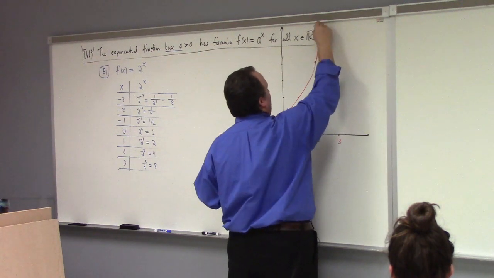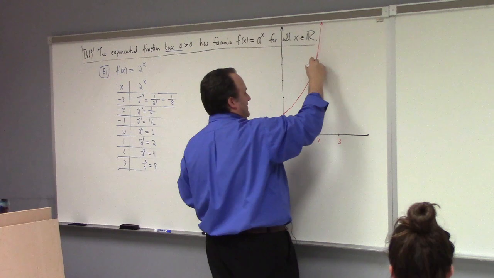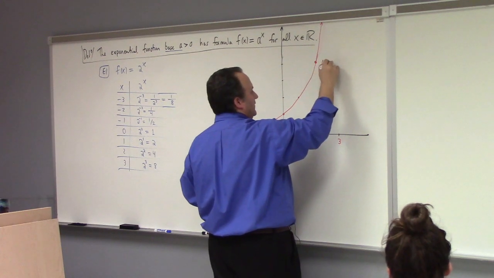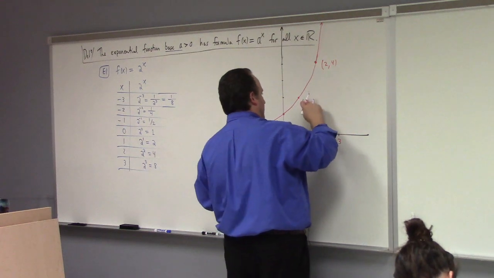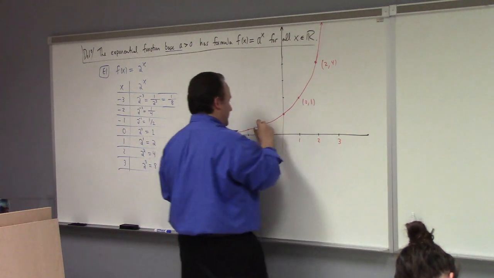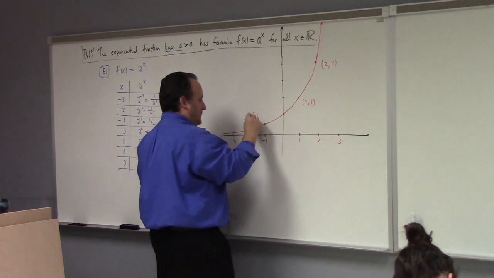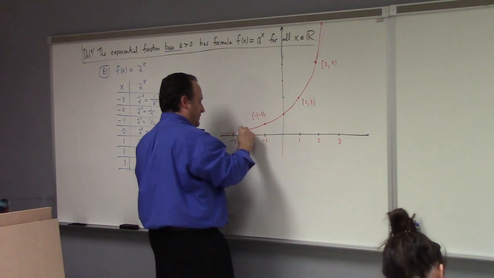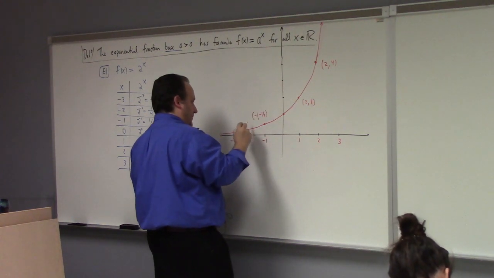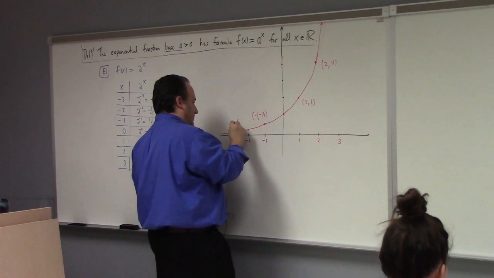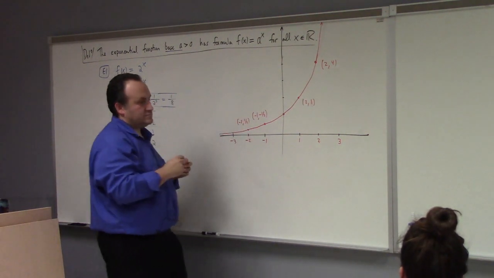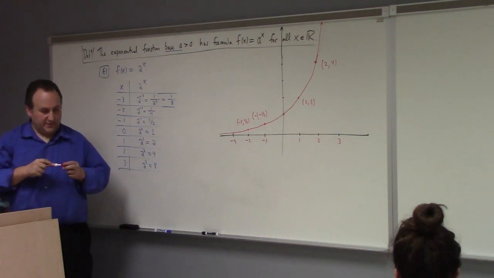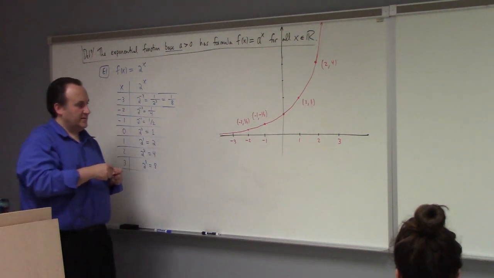All right, well anyway, you get the idea. I can't even draw that point. It's too high up there, isn't it? Okay, so this is 2, 4. This point, 1, 2. All right, this point over here, minus 1, 1/2. All right, and then over here, minus 2, 1/4. All right, enough. So there's y equals 2 to the x. Okay?